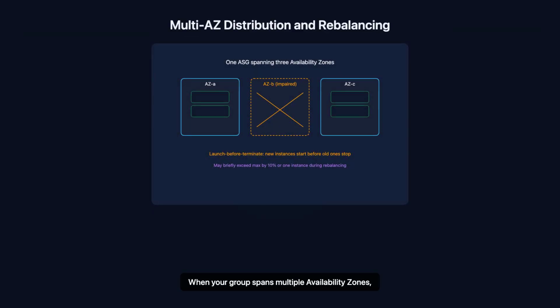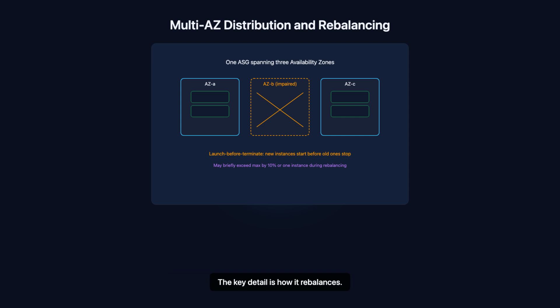When your group spans multiple availability zones, auto-scaling tries to keep an even number of instances in each zone. Picture 3 zones. If the middle zone becomes impaired, the group redistributes that lost capacity to the 2 healthy zones automatically. Then, when the failed zone recovers, the group rebalances back, spreading instances evenly again.